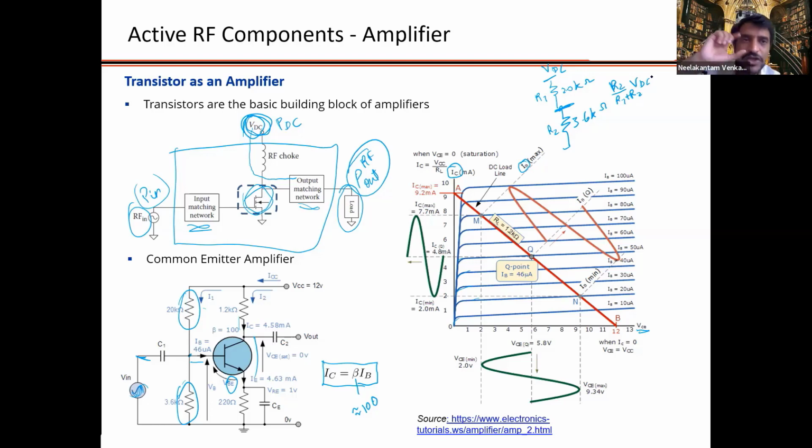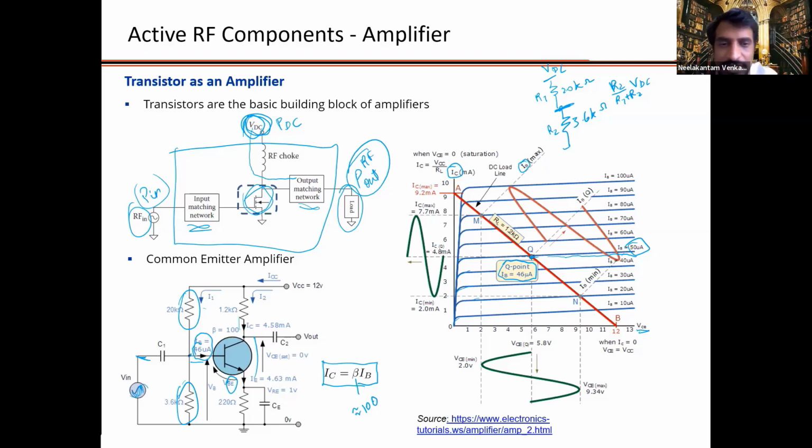So you determine what should be the DC operating point. And at that operating point, the base current is going to be 46 microamperes. So that 46 microamperes curve is somewhere here, where it is below the IB curve of 50 microamperes. It is somewhere here. That's the Q point or the operating point, the quiescent point of this transistor amplifier.